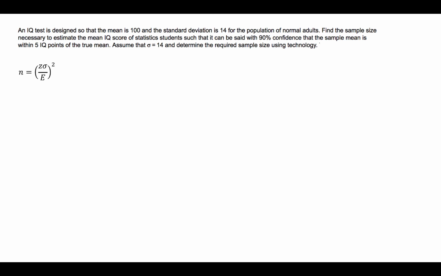The formula for calculating a sample size appropriate when estimating a mean is to multiply a z-score times a standard deviation, divide that quantity by the margin of error, and then square the whole thing. We are told in the problem that the standard deviation is 14 and that the margin of error is 5. So now we need to find the z-score. We can do that using StatCrunch.